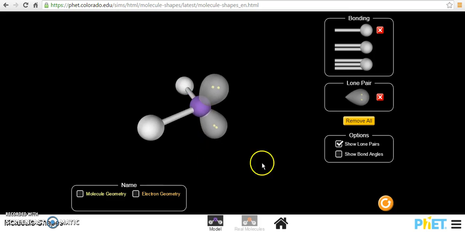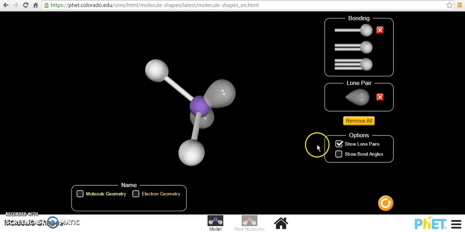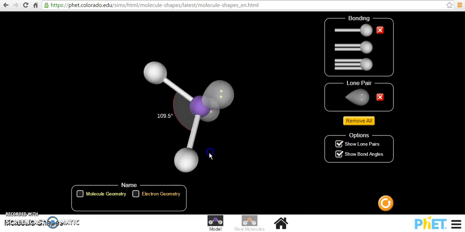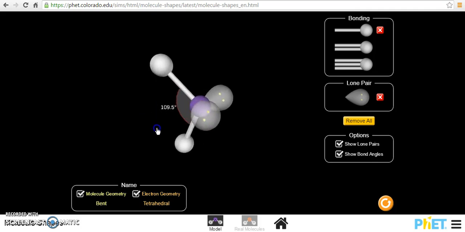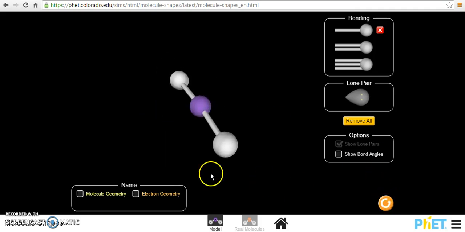Right here you see in this options box we can choose to either hide or show lone pairs, and we can choose to show bond angles or hide them. So let's show them for right now. In this box to the left we can choose to show molecular geometry, which in this case is bent, and we can also show electron geometry, which in this case is tetrahedral. This button on the right here resets our simulation to where it began.